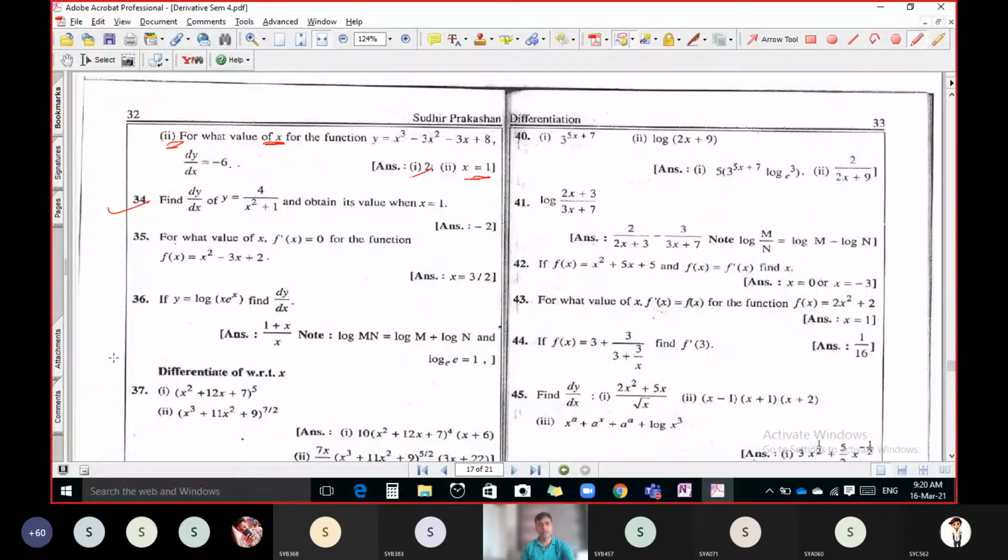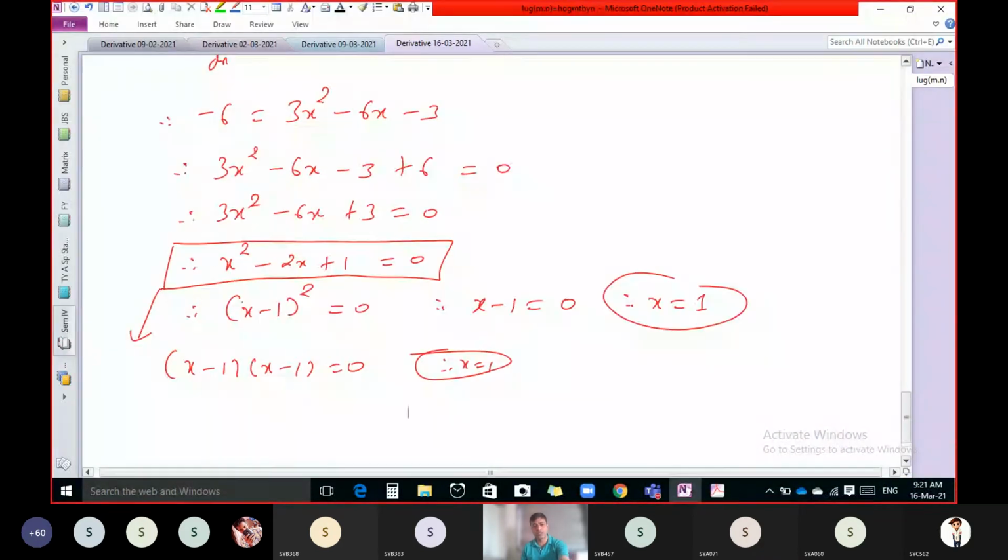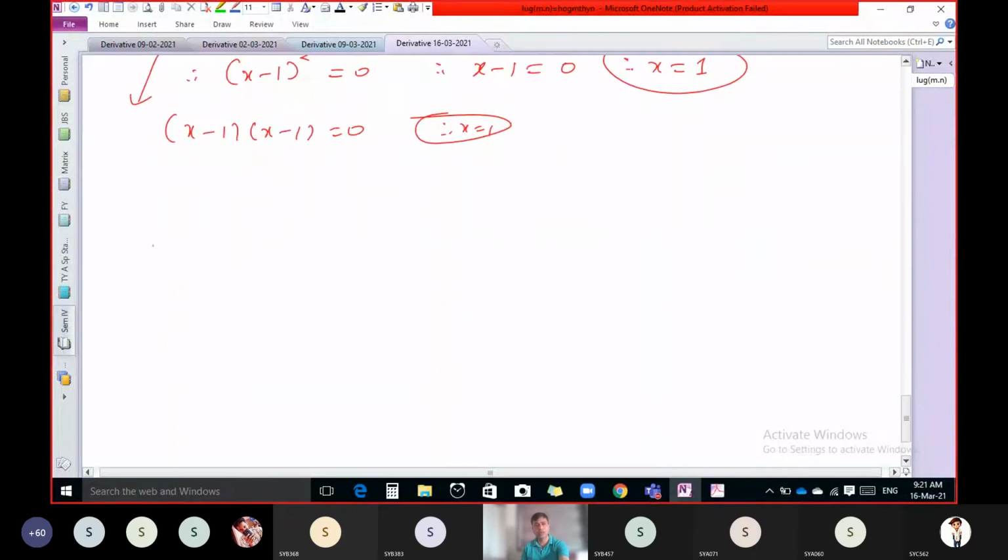Let us do this 34. Find dy by dx, where y is given, and obtain its value when x is 1. Now here in this question x is given and you have to find out the value of dy by dx. So y equal to 4 upon x square plus 1. Question number 34.